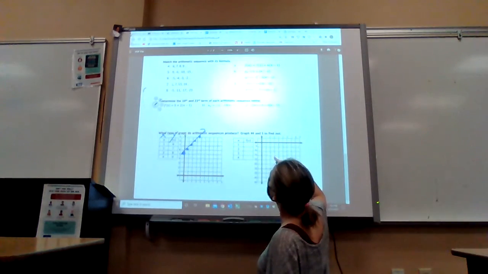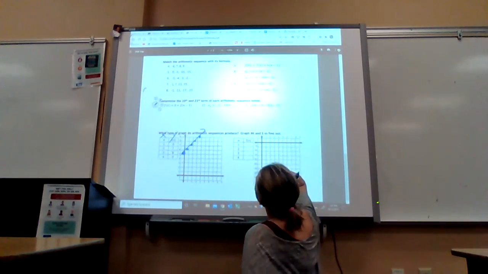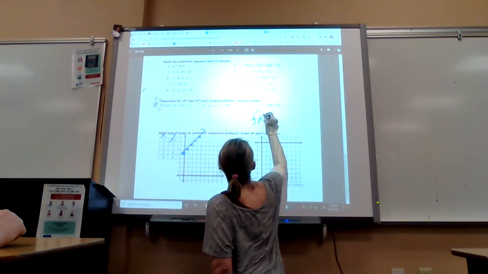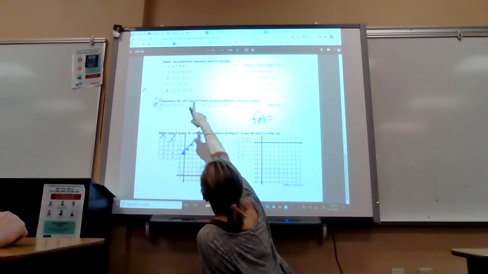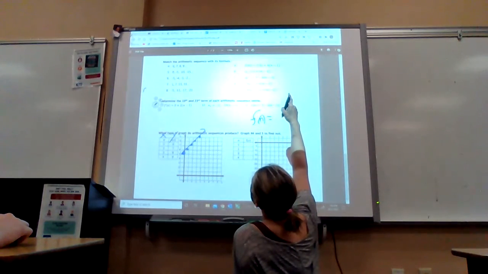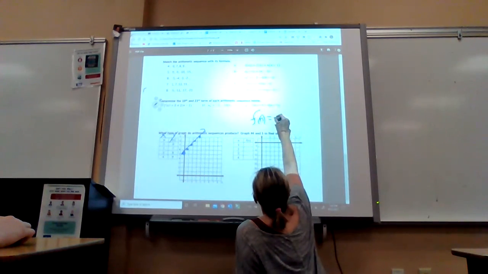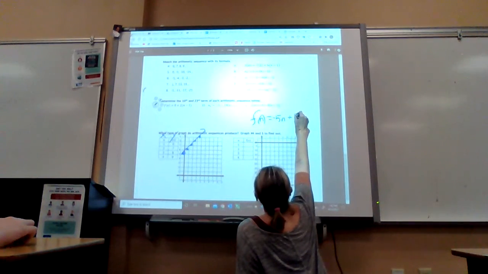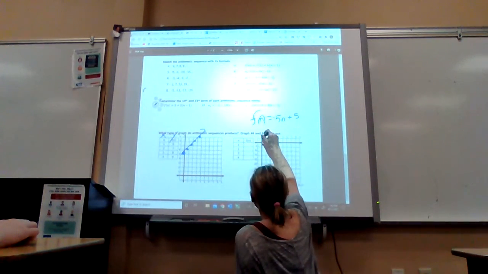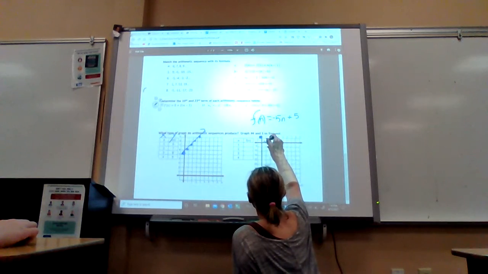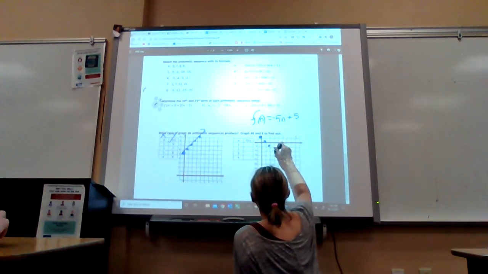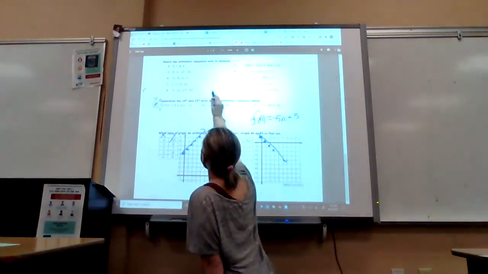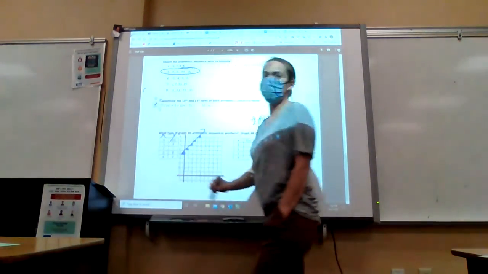Number 5. Oh shoot, we erased it. What is the equation for number 5? 0, negative 5, negative 10. A sub n equals negative 5n plus 5. So it would be up here. Number 5 here. We did that already together.